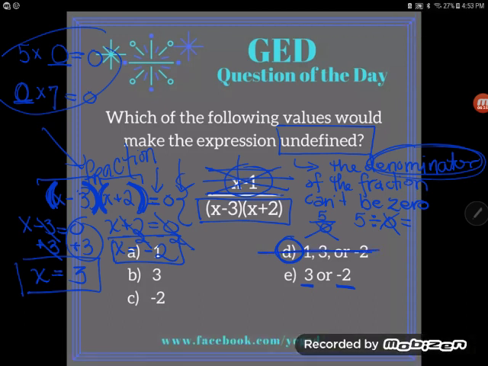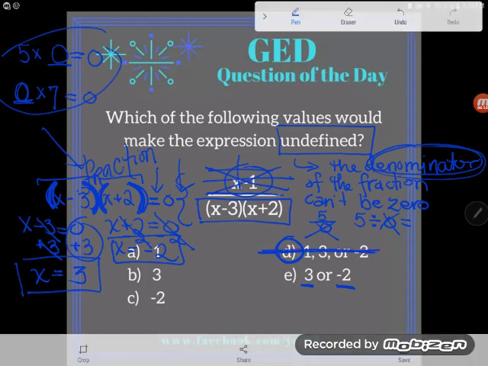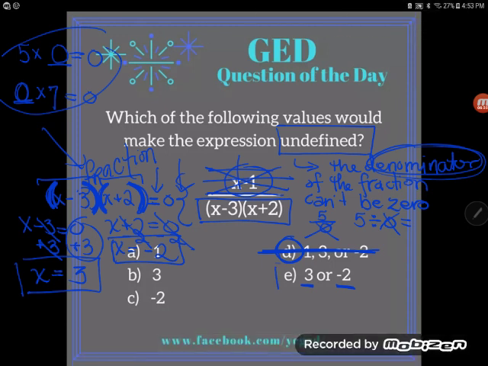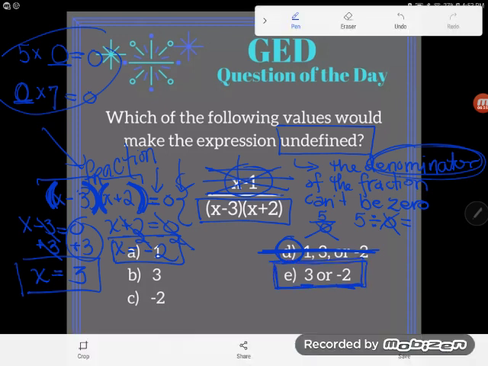So don't be the foolish student who gets tricked by anything that gives us a 0 anywhere. We only care about the numbers that would give us a 0 on the bottom of the fraction. So that is the correct answer. If I tried to put 3 in for x, it would make the expression undefined. If I tried to stick a negative 2 in for x in this expression, it would make the expression undefined, because either one of those would turn the denominator into 0. All right, tricky little question, and not something we usually think about.